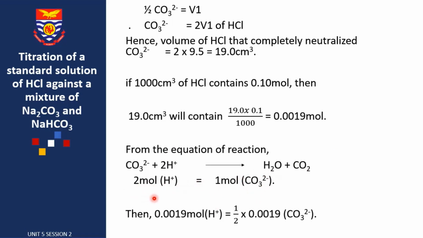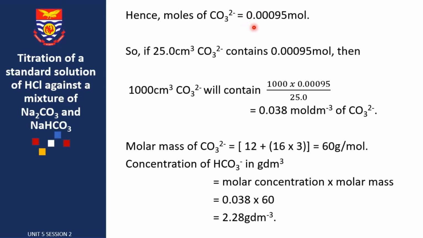So if 2 moles of the acid would require 1 mole of the carbonate ion, then 0.0019 moles of the acid will require 1/2 times 0.0019 moles of the carbonate, and that gives us 0.00095 moles. This is the moles of the carbonate in the volume of the mixture that was pipetted.